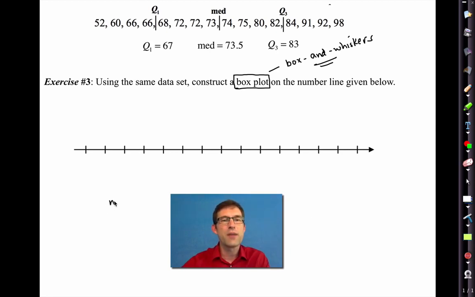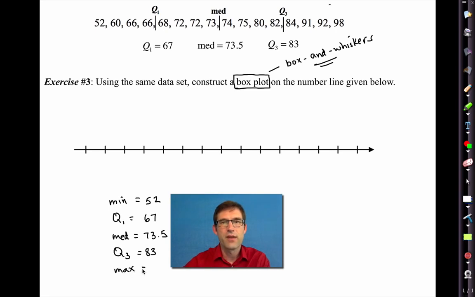You take your minimum value, which is equal to 52. You take your first quartile value, which is equal to 67. I like the fact that I'm back in black here. You take your median, that was 73.5. Your third quartile, 83, and your maximum value, 98. And you show how they distribute along this number line.